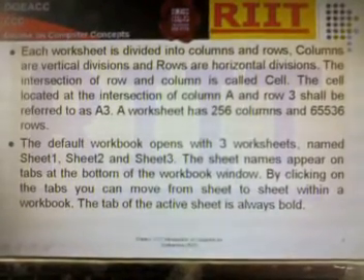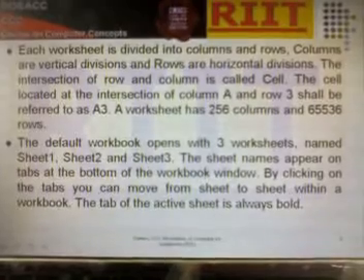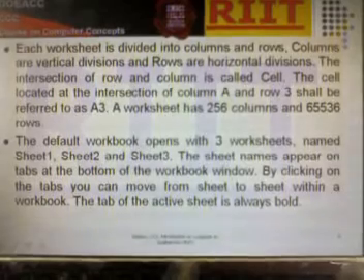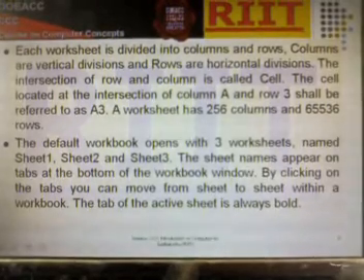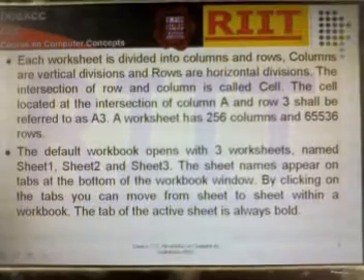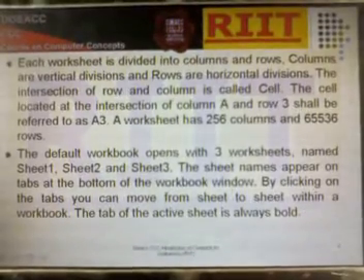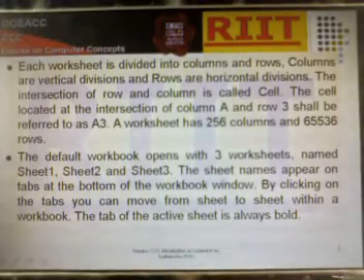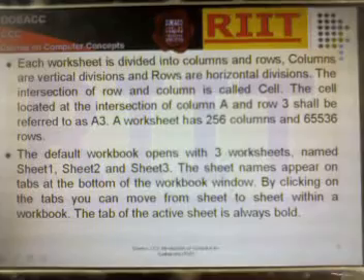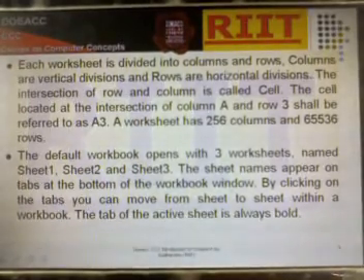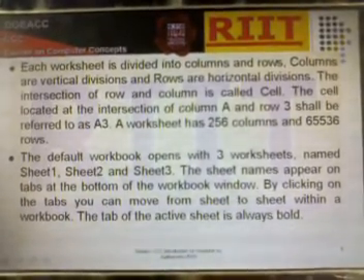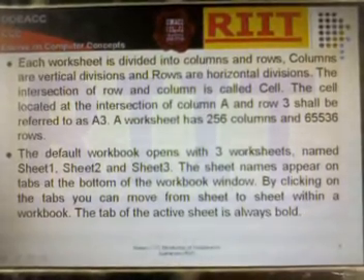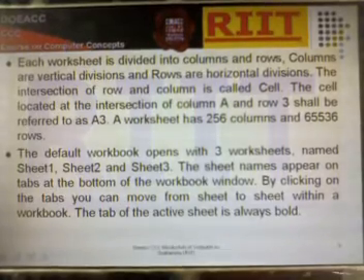Each worksheet is divided into columns and rows. Columns are vertical division and rows are the horizontal division. The intersection of row and column is called cells. The cell located at the intersection of column A and the row 3 shall be referred as A3. Worksheet has 256 columns and 65,536 rows. The default workbook opens with 3 worksheets named Sheet 1, Sheet 2 and Sheet 3.